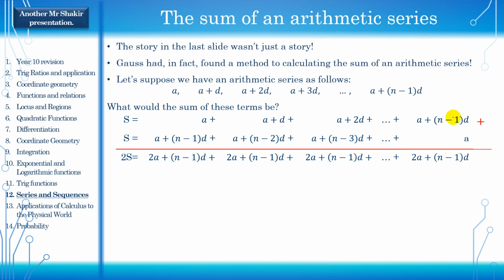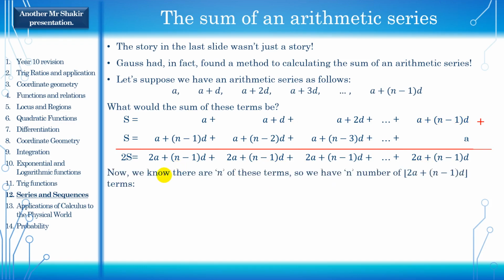But there's n of them, that's why it's n minus 1. If there was 100 of them, it would be 100 minus 1, which would be 99. The first term plus 99 differences. But in this case, it's n minus 1. So you add these together, there's n of these. There's n of these terms, so we just multiply by n.